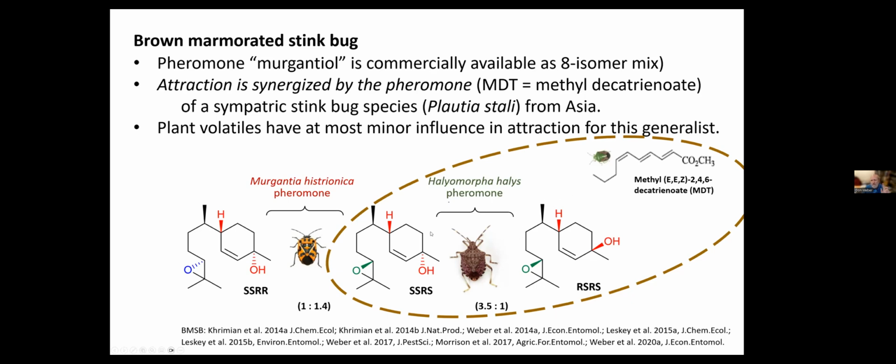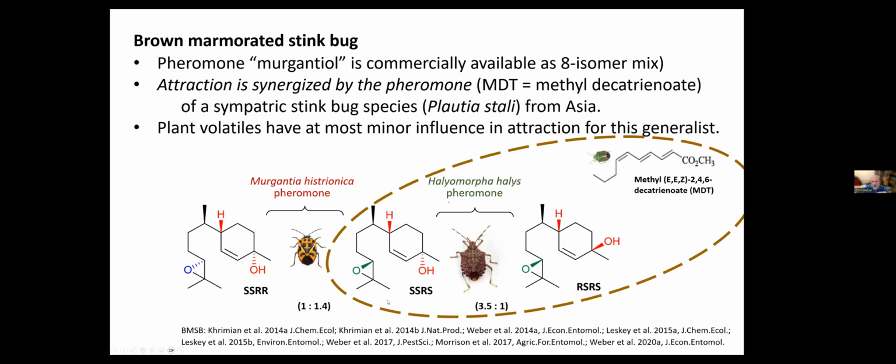So let me just quickly review this chemistry. You see these things that look like little bowling pins or something. The tapered ones indicate that in that molecule is a chiral center. That means a place where the molecule can be either one mirror image or the other. And if there are four of them, like there are with the brown marmorated stink bug pheromone, murgantiol, then if you think about it, there are 16 different combinations.